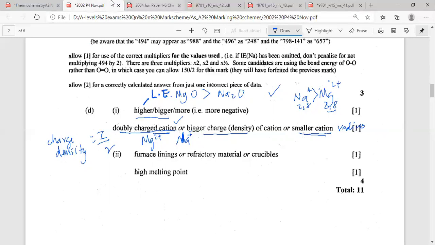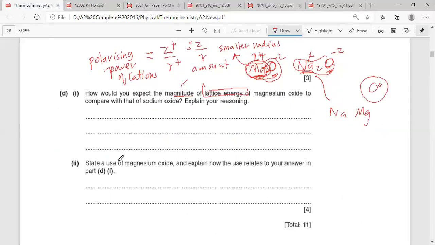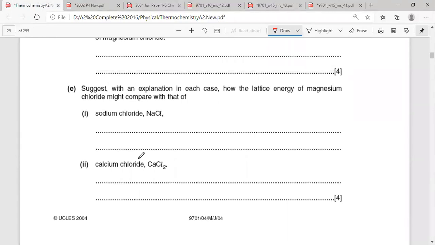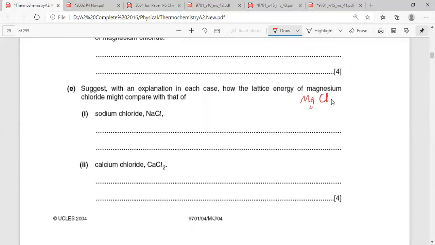Second question. Number 29. Suggest with explanation for each case how the lattice energy of magnesium compares. Now here's magnesium chloride, MgCl2. This is chloride. So which is bigger? Compare the magnitude. Explain, compare that.